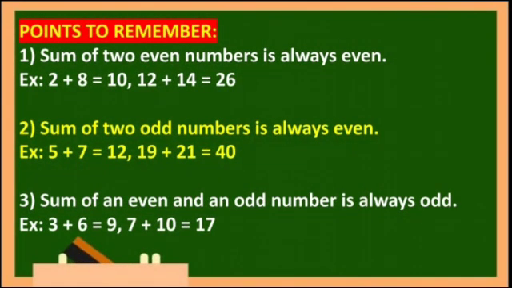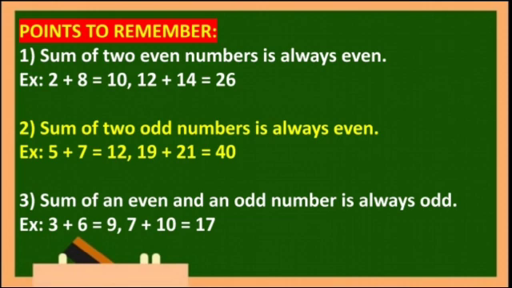Now let's see some important points. The sum of two even numbers is always an even number. Let's check this statement with an example. When we take two even numbers like 2 and 8, the sum is 10. 10 is also an even number.